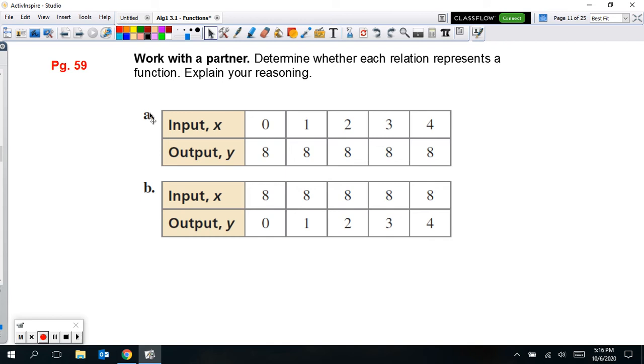So letter A and B, go ahead and just do letter A and B. Determine whether these relations here are functions. So go ahead and pause the video and get an answer for A and B.